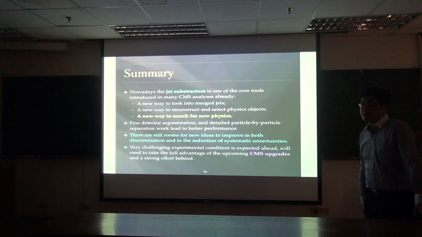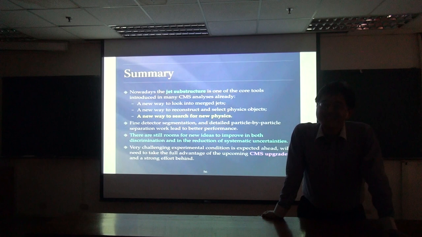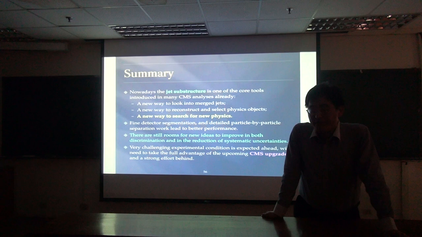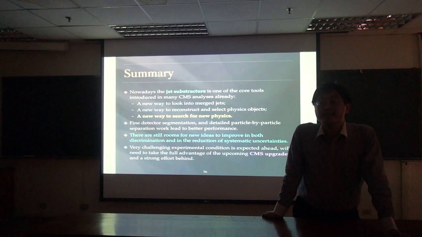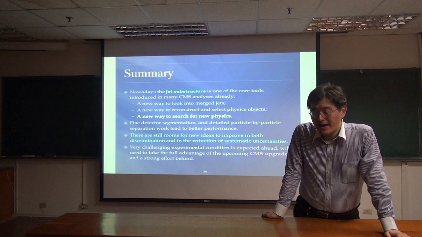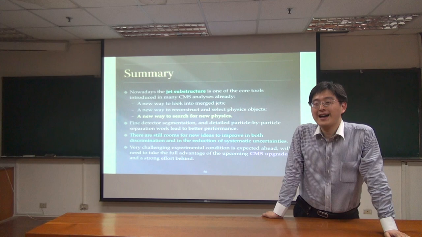Okay, any questions? Why do we use jet substructure in VBF Higgs production? Oh, it's not really. You mean for the Higgs itself or for the forward jet tagging? In that page, you are not talking about the Higgs. It's not for the Higgs. It's used for forward jet quark-gluon separation. I see. Yeah, it's about the forward jet, right?